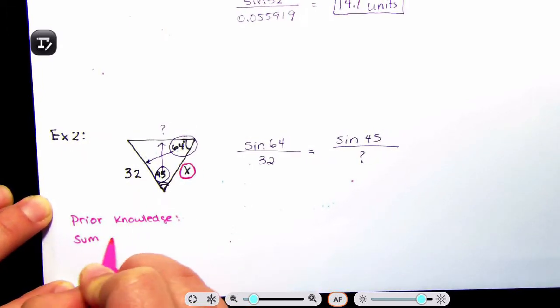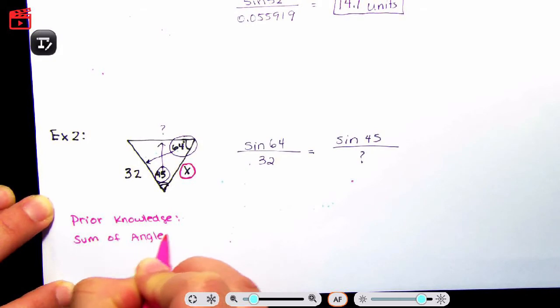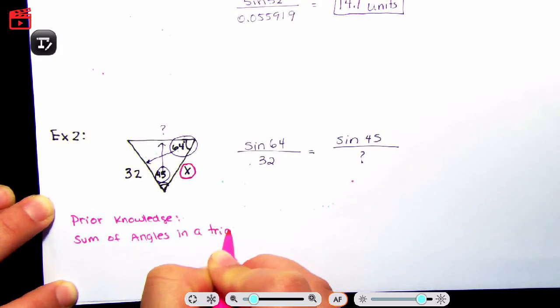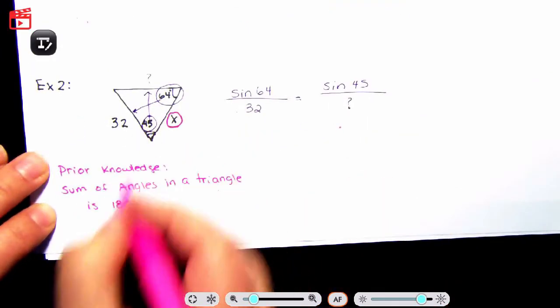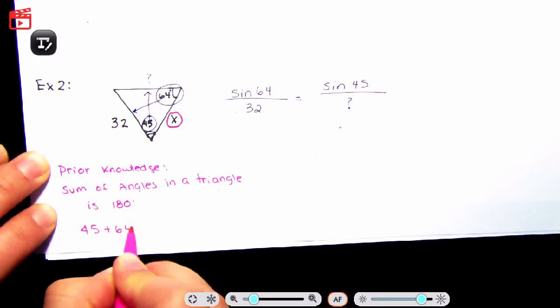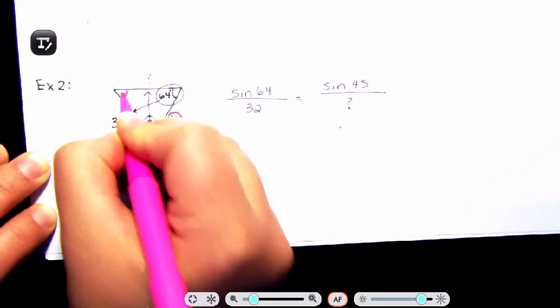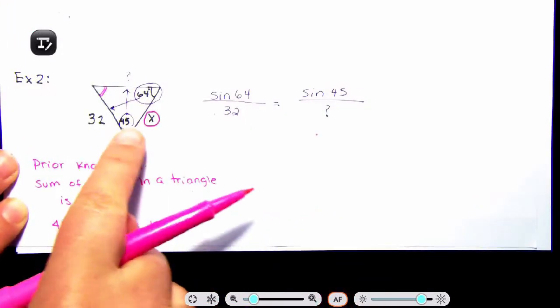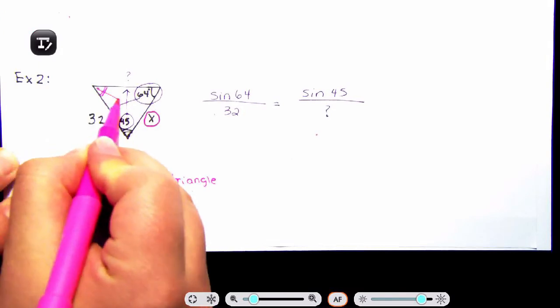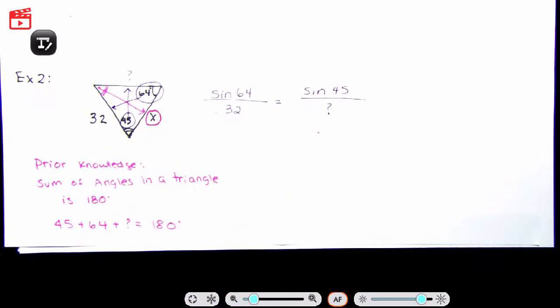of the angles in a triangle is 180 degrees. So what that means is if I take my 45, I add it to 64, and I add it to whatever this angle is, that's going to equal 180 degrees. Because I need an angle here in order to be able to use this x, I can use prior knowledge about the sum of angles in a triangle. So I'm going to say 180 minus 64 minus 45, and that's going to give me an angle measure of 71.